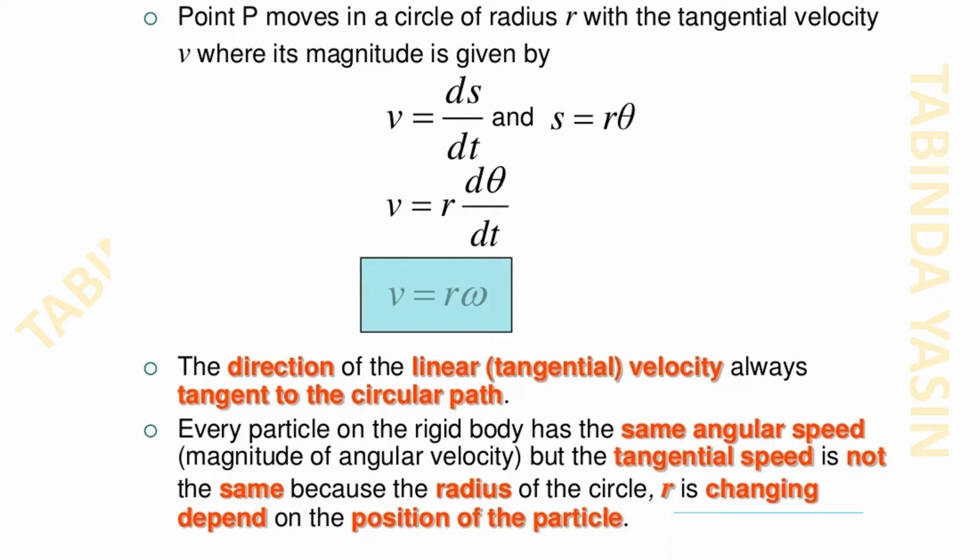is changing depending on the position of the particle. Every particle on the rigid body will have the same angular speed about the fixed axis, but the tangential velocity is changing at every point as the radius r is changing with its position at every instant of time, so that will not be the same.